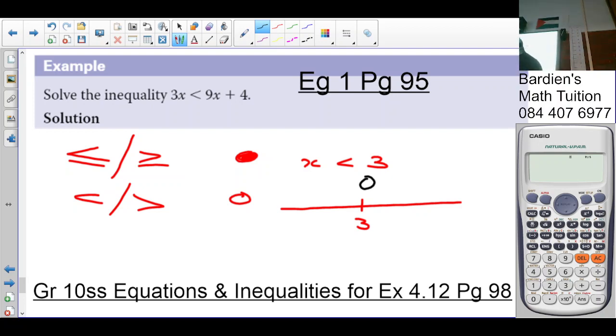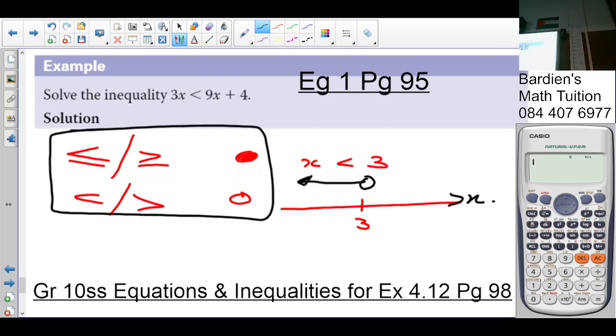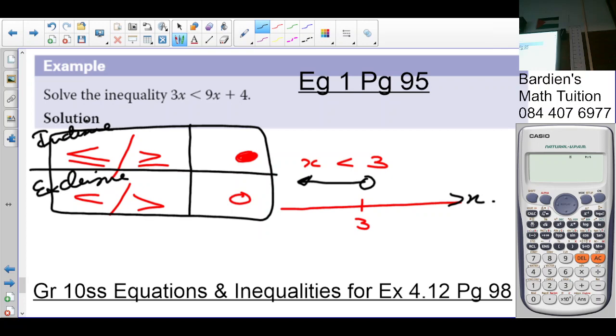So in other words, if I must plot that on the number line, x is less than 3. That's all I have. This is now your x bar. You guys understand? So make that note here. This is inclusive. This is exclusive. Which means to say that is including the number, that's excluding the number.